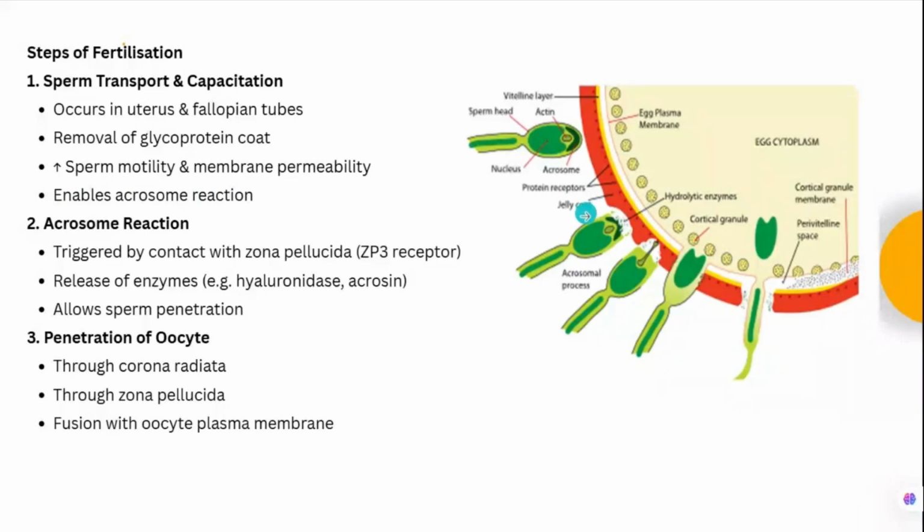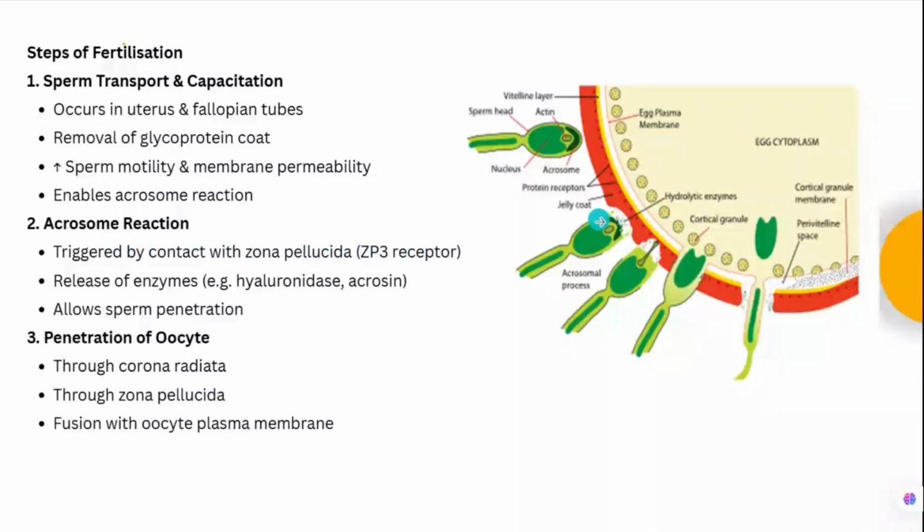So next is the acrosome reaction. As we have seen, there are certain vesicles in the head portion, above the nucleus, and they contain hydrolytic enzymes. The acrosome reaction is triggered by contact with the zona pellucida.